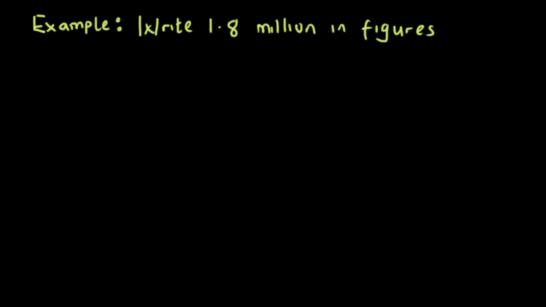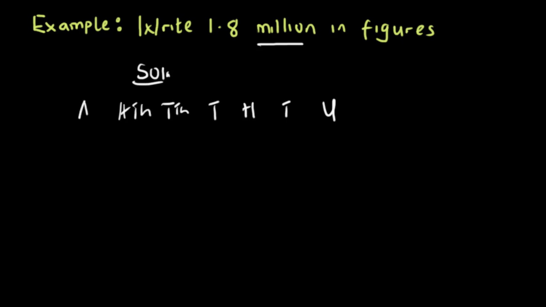So we have this example. Write 1.8 million in figures. Now this is pretty simple. All I need to do first is to write the place value till I get to million. So I have units, tens, hundred, thousand, tens of thousand, 100,000, and then I have million, 10 million, 100 million.